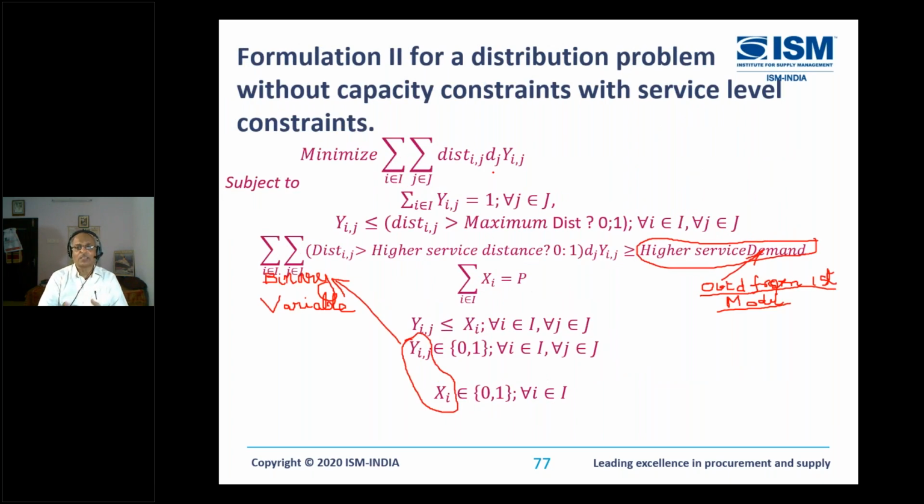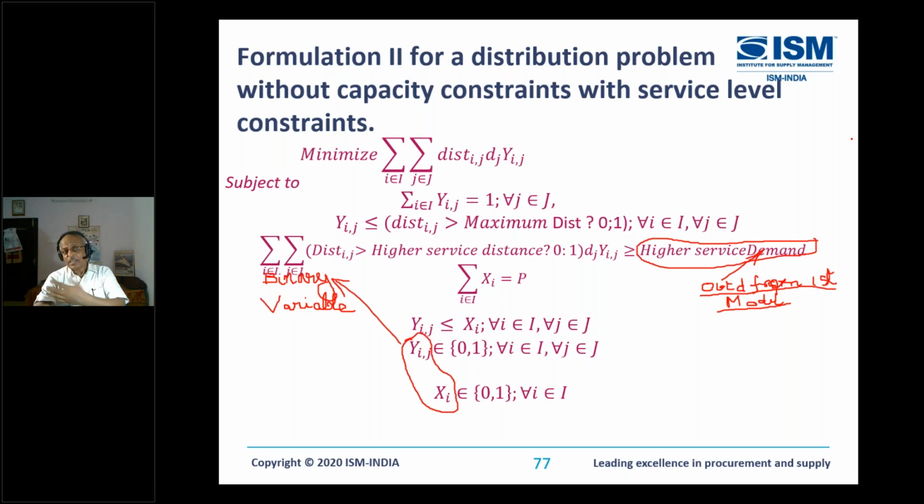As I said, it's a multi-objective problem. We can take this higher service demand from the first problem and make it a constant here and solve this problem. And then the objective function is to minimize demand distance or minimize cost. You can take both of them, or any one of them.